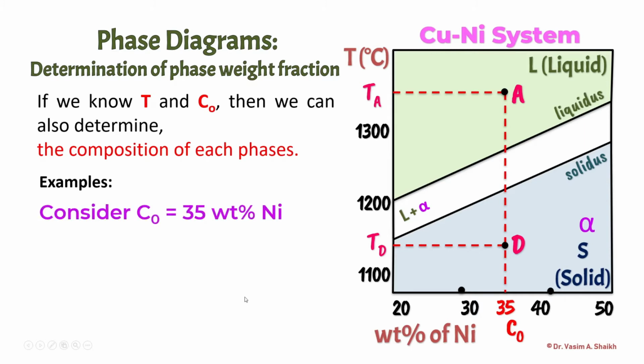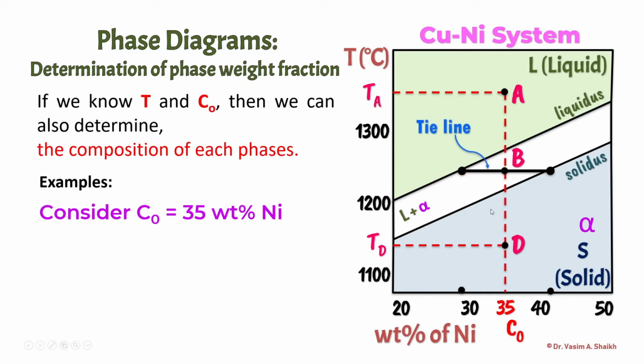If we have the original composition as 35 and we are at a two phase field, that is point B, and one more important point is that again we need to draw the tie line. We need to draw the tie line from this point B, and we will make sure that it is touching the liquidus line and it is touching the solidus line and it is a horizontal line.